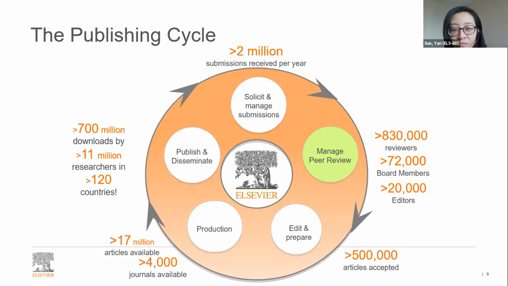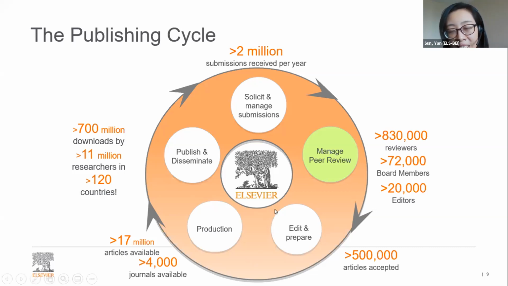Since the first scholarly journal launched in 1665, more than 300 years ago, the publishing process has remained quite consistent. We always start from soliciting and managing submissions, and the submitted articles will go through a peer review process. After peer review reports are received, the editors make a decision based on the comments. And then after acceptance, the article enters the production process, and the publisher helps you to publish and disseminate your research output globally.